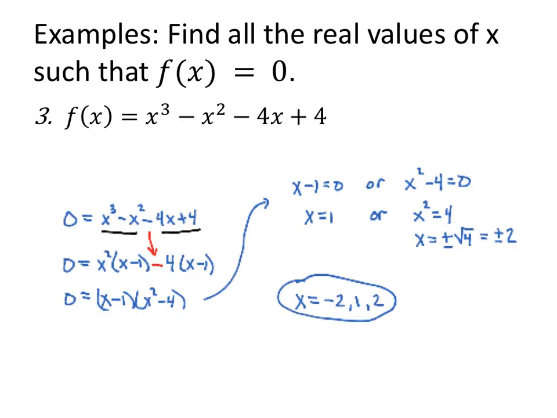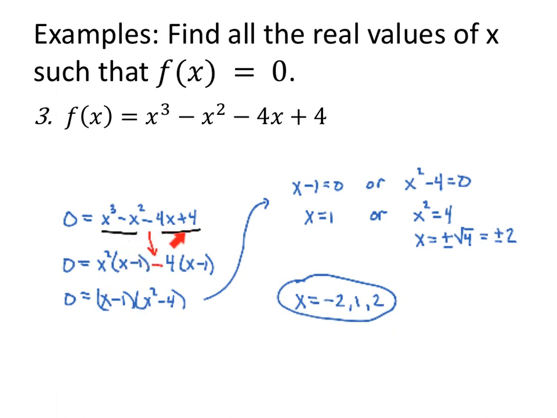X cubed minus x squared minus 4x plus 4 now equals 0. If I have 4 terms, I'm going to try factoring by grouping, and I group these first two, x cubed and x squared, and I notice that they each have at least x squared in them. If I factor x squared out, I'm left with x, a minus, and don't forget the 1 as your placeholder. I always use the sign in the middle, so I bring that negative sign down.